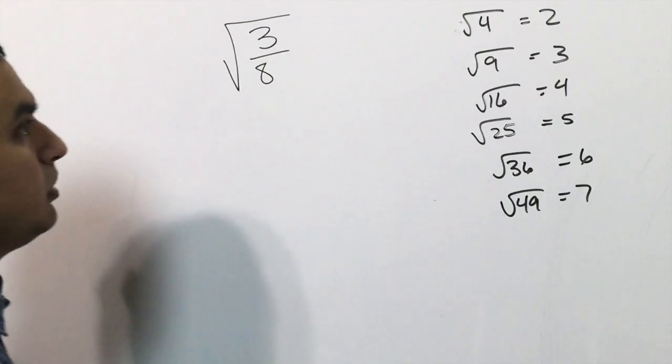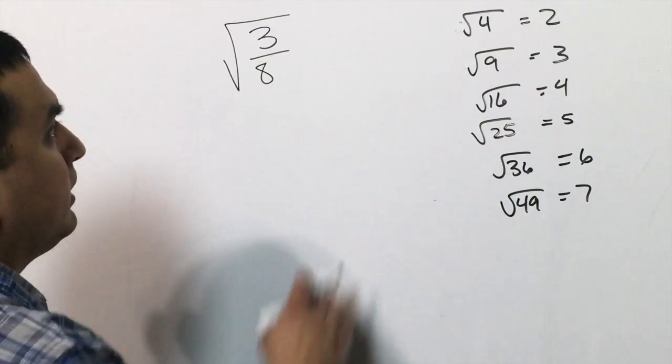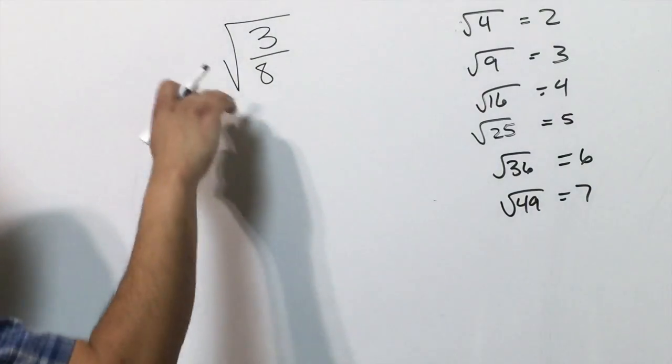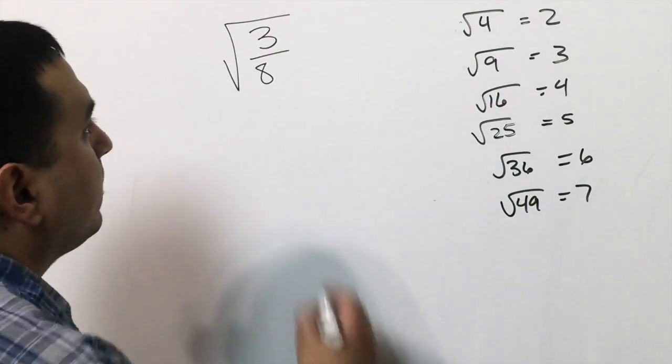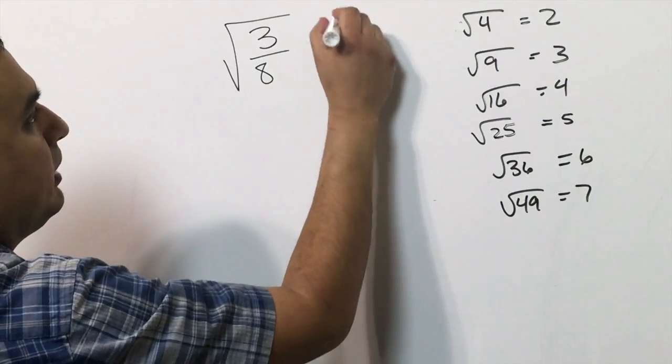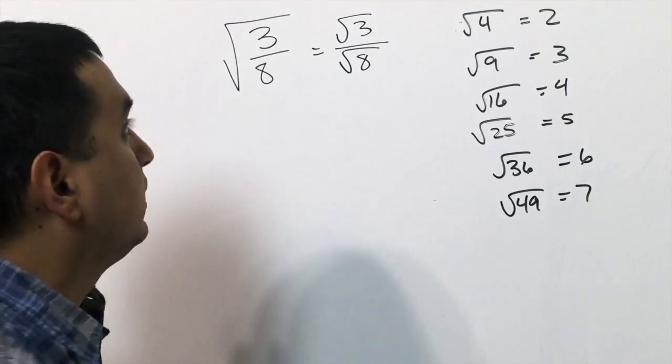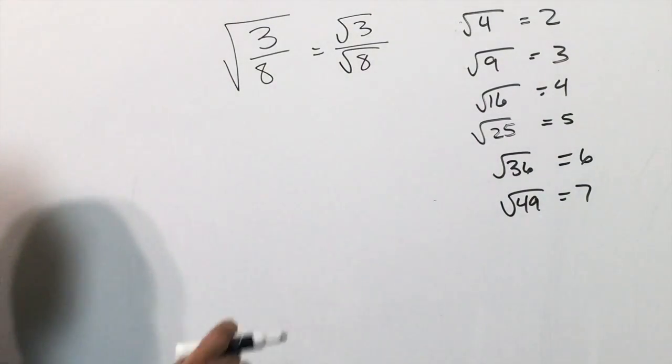Alright, the next radical that we're going to look at is, well, it's not kind of, it is a fraction inside the square root. Now, what I can do is I can actually rewrite this as the square root of 3 over the square root of 8. Okay, we want to do that.